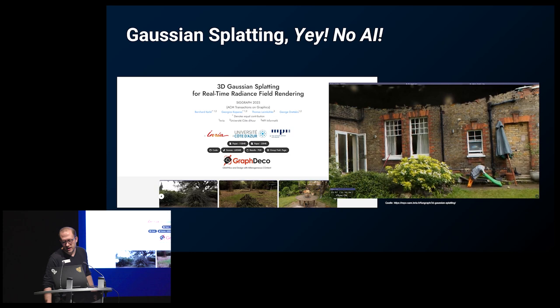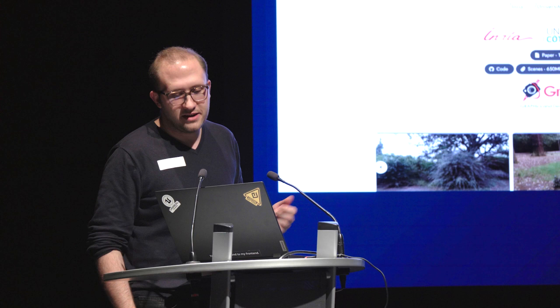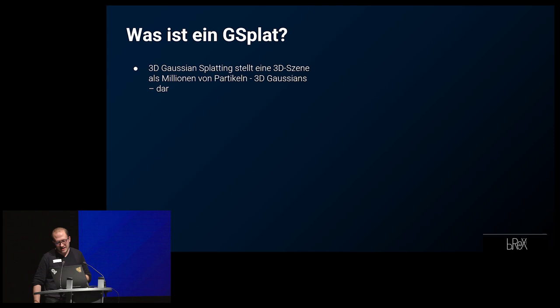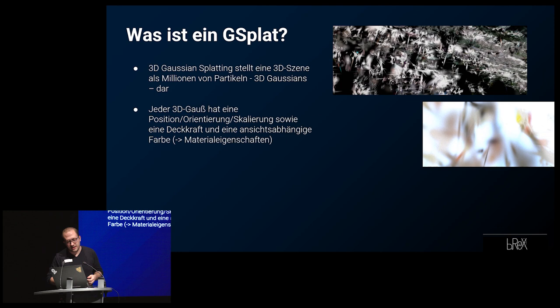Yeah, so you're probably asking yourself, how does this actually work? The crazy thing is, it's no AI at all. There's no deep learning involved. It's just math, quite complex math that I don't fully understand, but we're going to get to that a bit later. So from a high-up perspective, 3D Gaussian splatting basically renders a 3D scene as millions of particles, all of those little splats, which are ellipsoids, as you can see, that on their own don't look as if they have any detail. They don't really make sense.